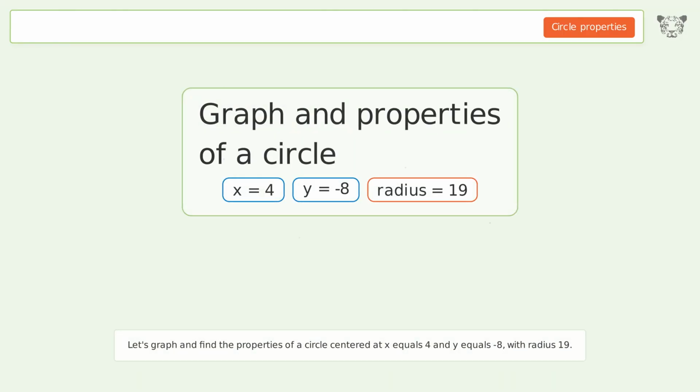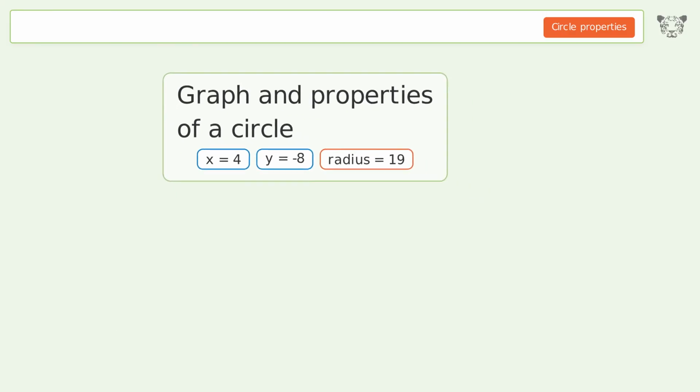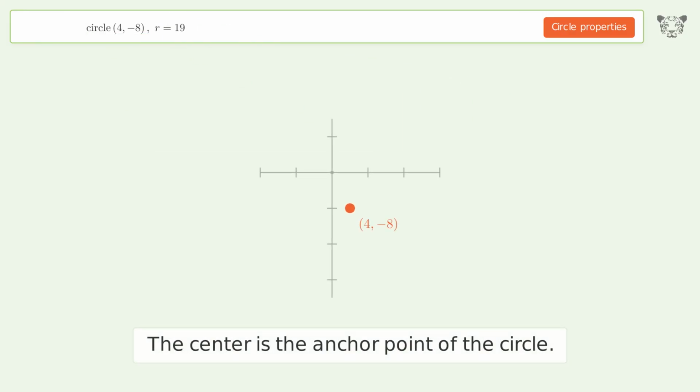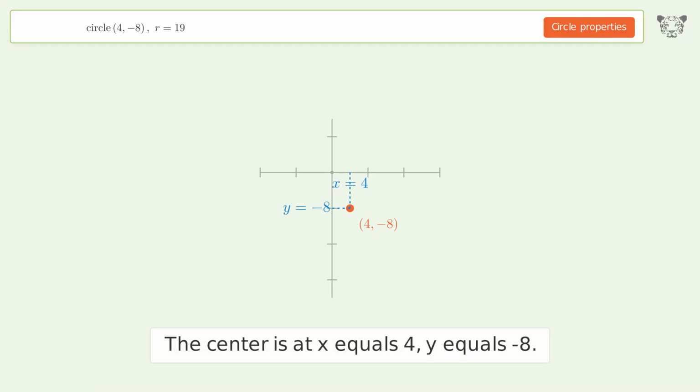Let's graph and find the properties of a circle centered at x equals 4 and y equals -8, with radius 19. The center is the anchor point of the circle. The center is at x equals 4, y equals -8.